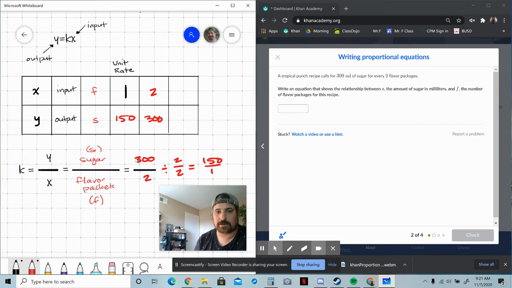So 2 times 150 is 300. 1 times 150 is 150. And in this case, what is your input? F times 150 equals S. So S equals 150 times F. And that's how you do it.